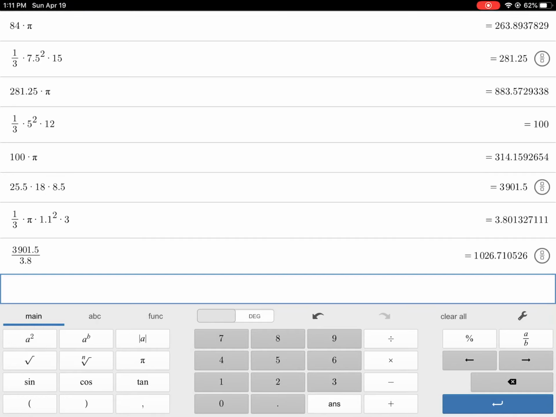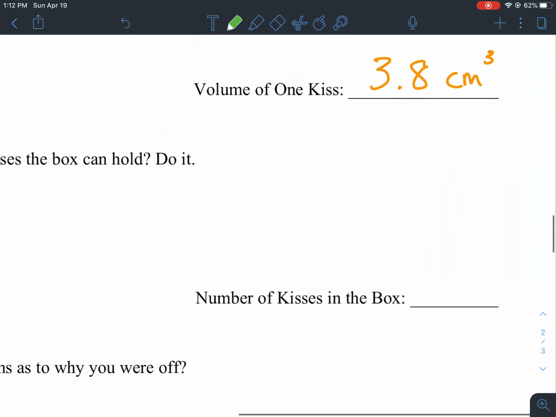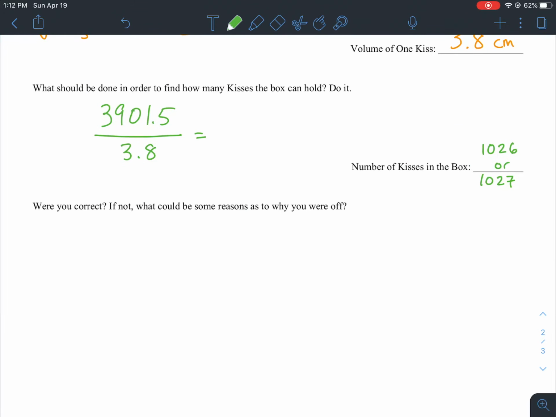And when we do that, we get 1,026.7. Now, obviously, we are not going to have 0.7 Hershey's Kisses, right? So it's either got to be 1,026 or 1,027. However you want to round is up to you. So it's either 1,026 or 1,027. Now, were you correct? If not, what could be some of the reasons why you were off?